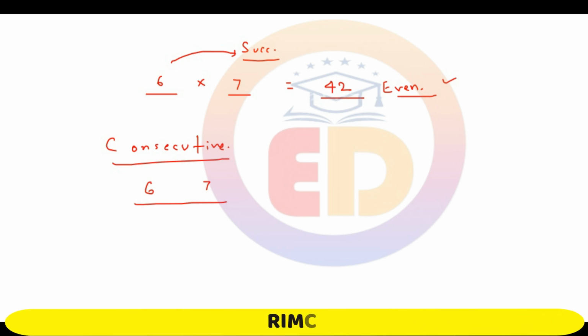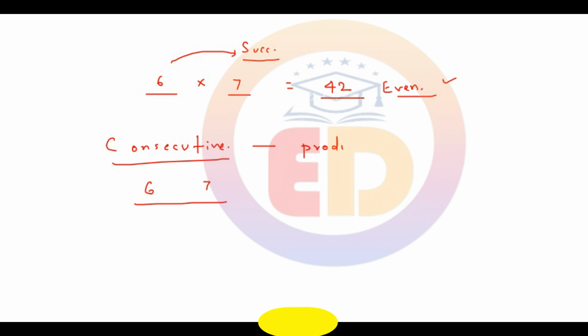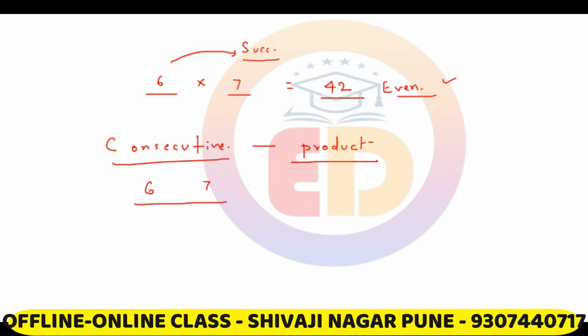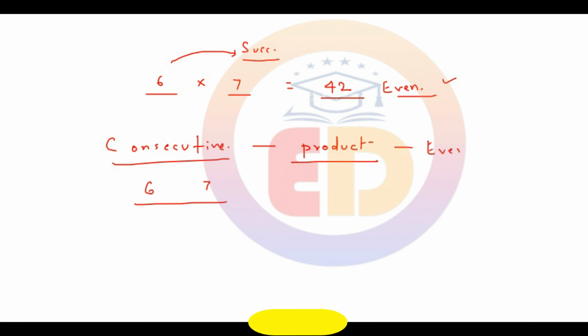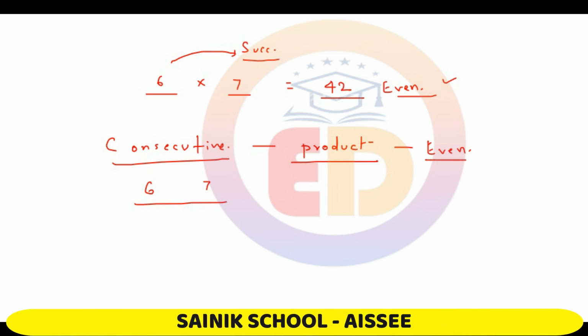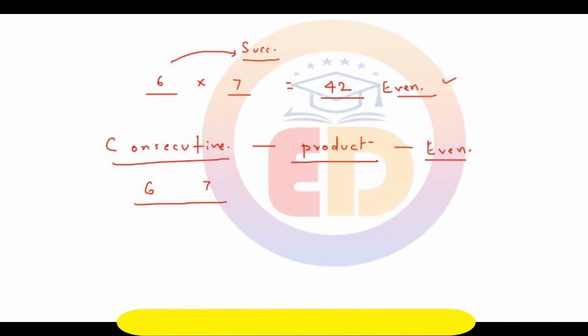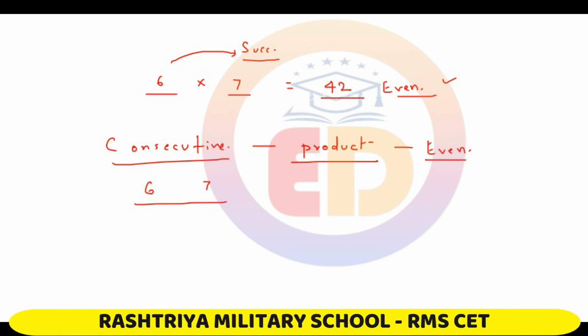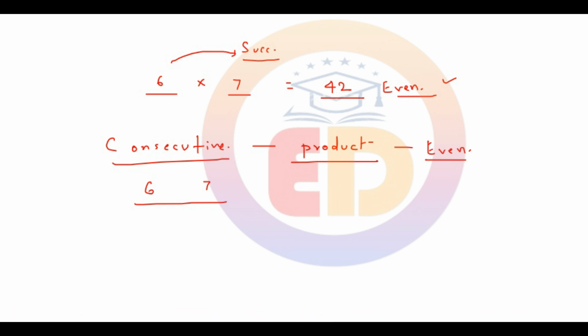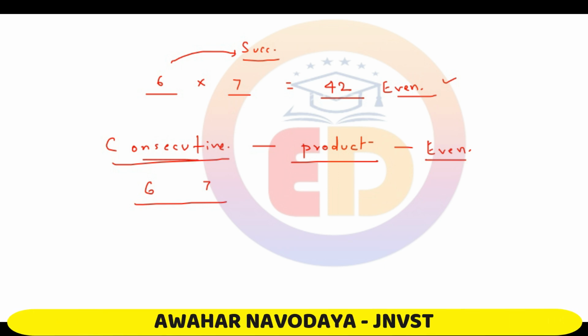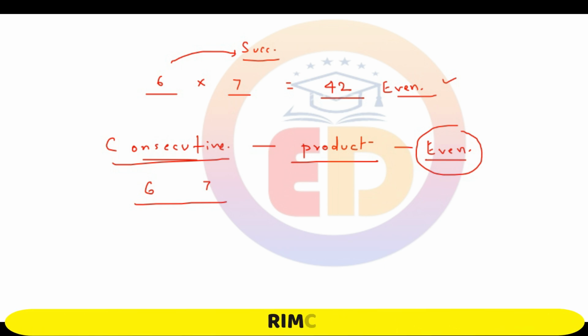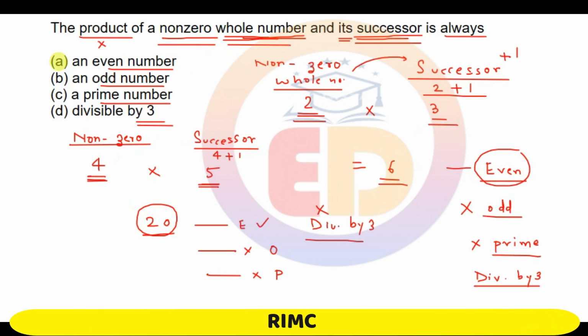So remember, the product of consecutive numbers will always give me an even number. Here the concept was product of consecutive numbers, but they have put it in a different way, or rather in a different language. So the important point to remember is the product of two consecutive numbers will always be an even number. Here in this question our answer is option number A.